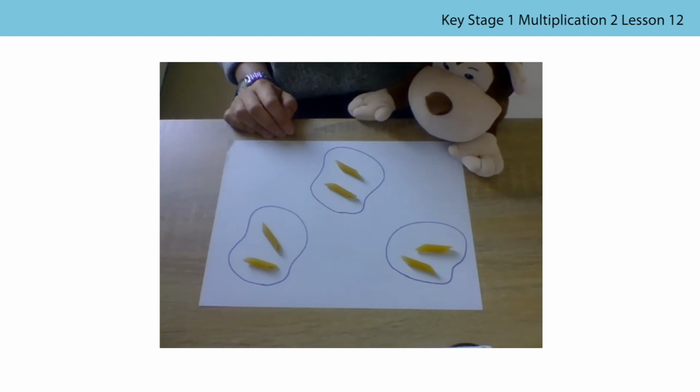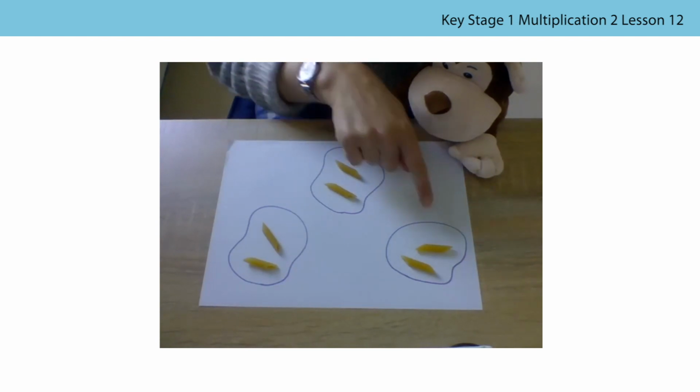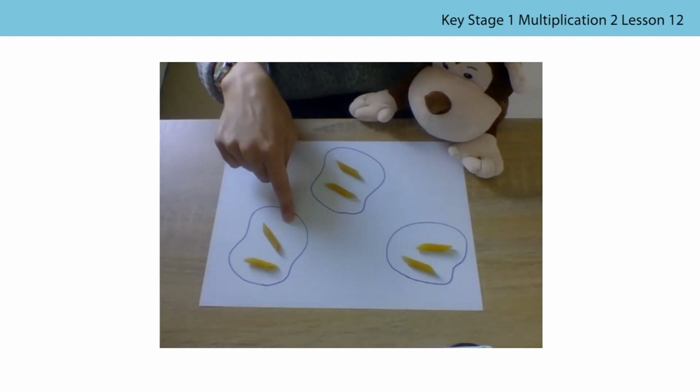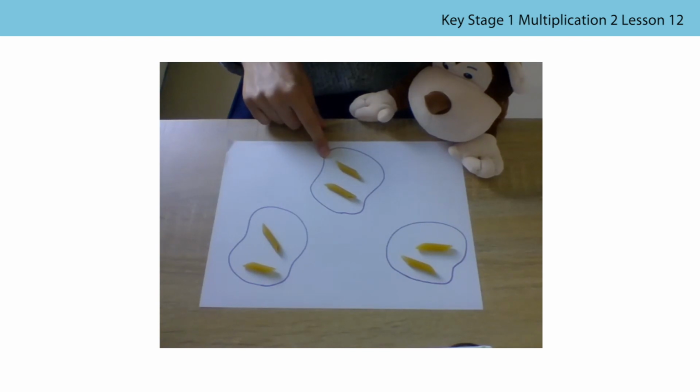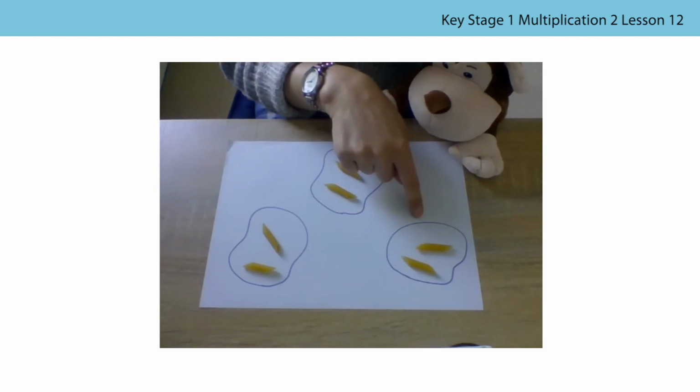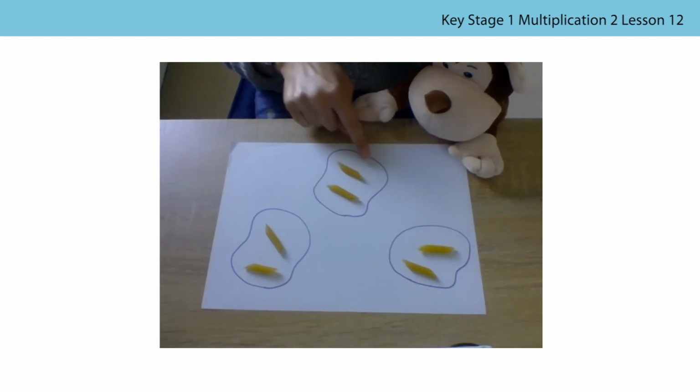Remember, our multiplication expression was 3 times 2. What do you notice about our groups? You can see that they're equal. There are 2 pieces of pasta in each group. We've got 1 2, 2 2s, 3 2s, or 3 groups of 2. And we use the multiplication expression 3 times 2 to represent this. The 3 represents the number of groups, and the 2 represents the number of pieces of pasta in each group.